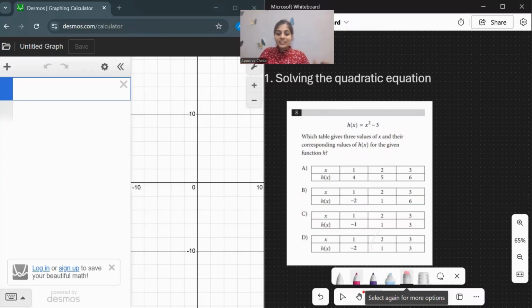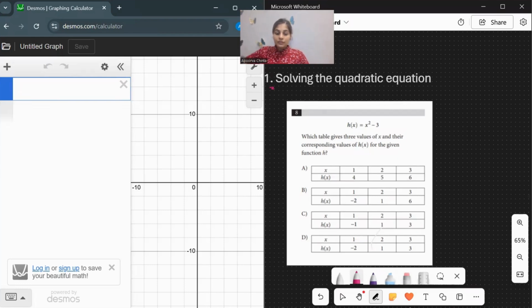Hello everyone. Today we're going to learn top 10 Desmos hacks that you can use in your SAT exam to solve any question in your SAT math. Now let's see the first one, that is solving the quadratic equation.